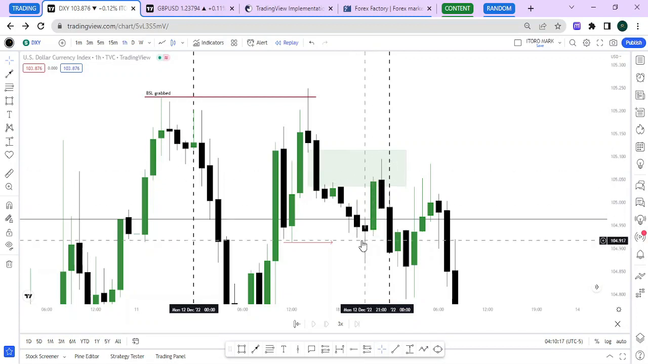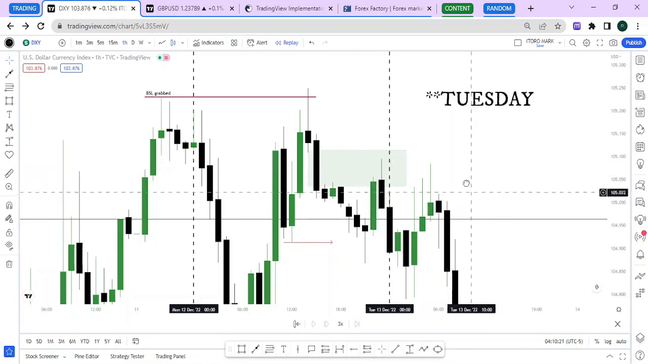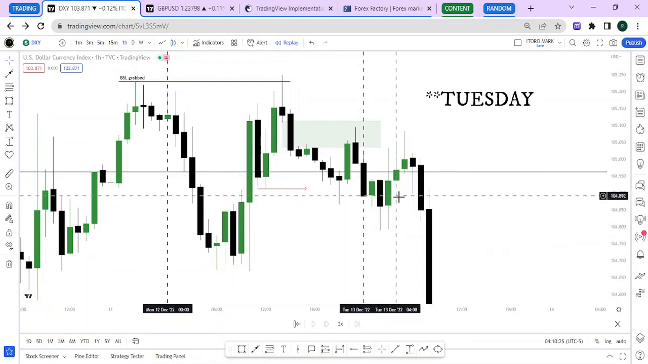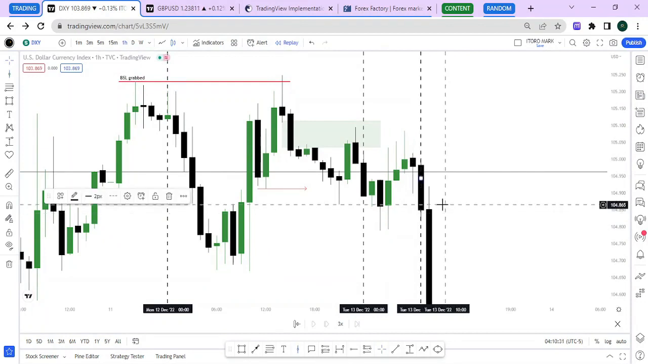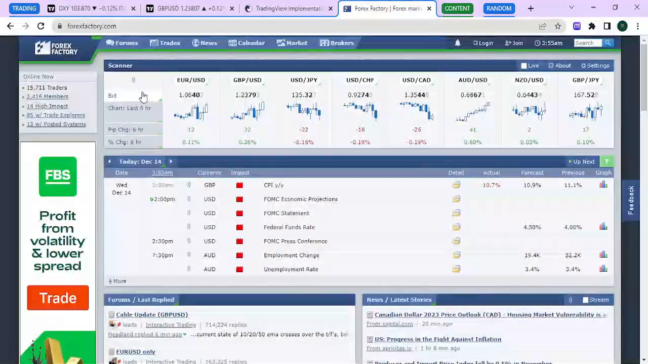So after price tapped into that fair value gap, coming into Monday, I only trade during New York time. So let's mark out the New York session, 7 a.m., and this is it. And the CPI news. Let's check this.